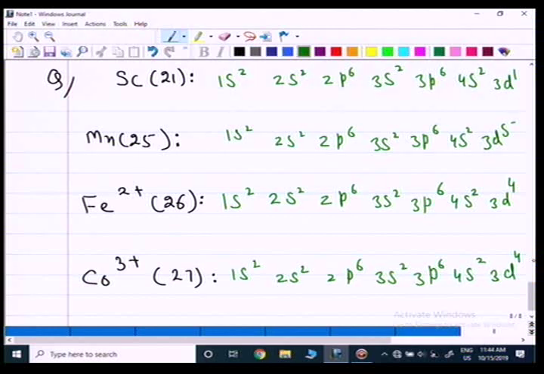So, my dear students, first of all, this is correct, this is correct. Fe is wrong, cobalt is also wrong. Fe2 plus and Co3 plus are wrong. Okay. Those who have written the electron configuration like this, now let me clear it.